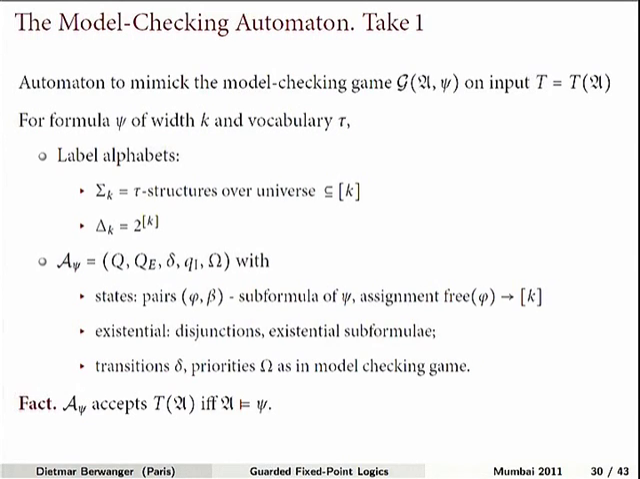Okay, now we want to do it in such a way that we get exactly the model checking game that we defined yesterday. So what we will take as node labels are these small structures that we put in the bags of the tree decomposition, and the directions are subsets of the universe, the universe of size k, and in the direction we record which part of the universe we keep firm.